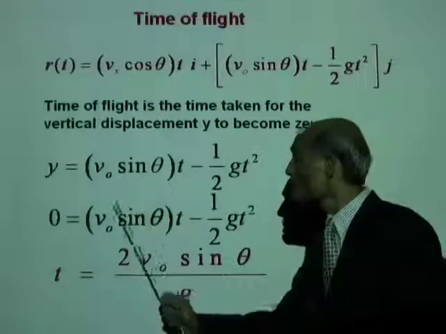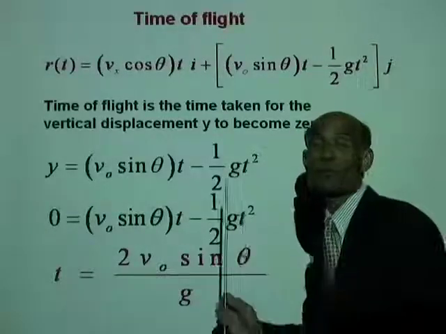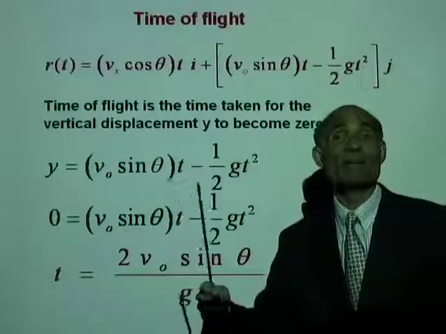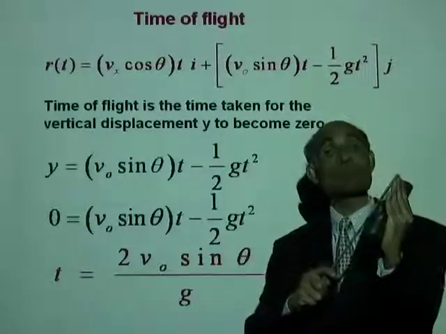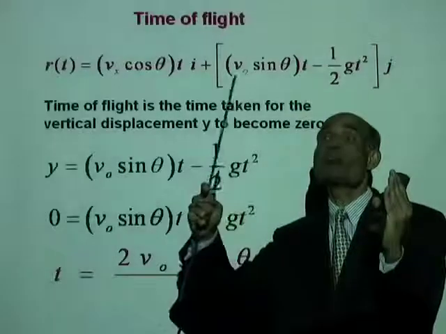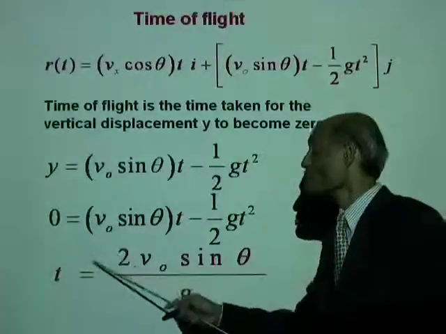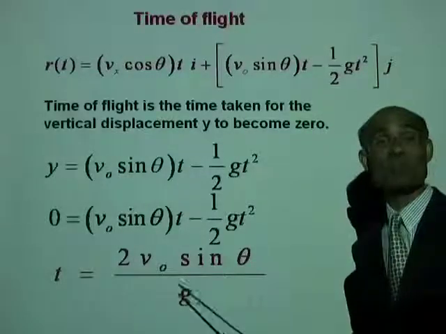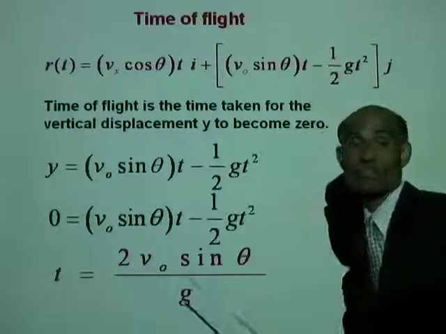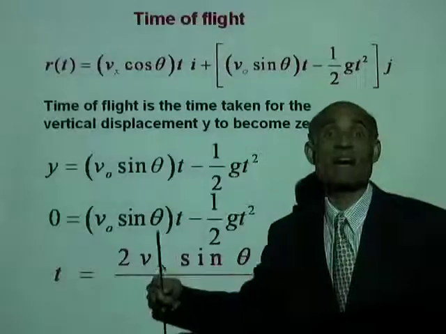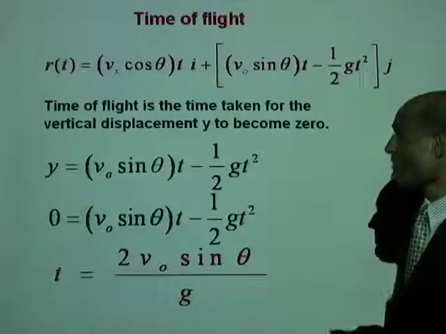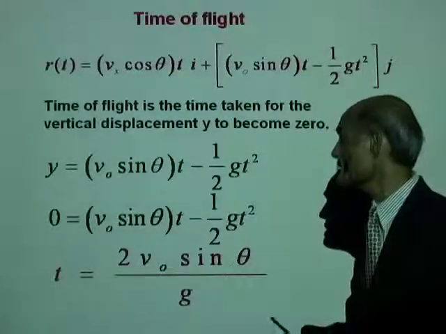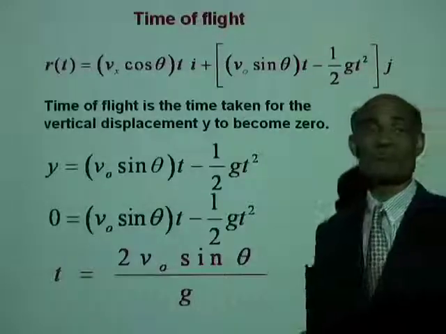Well, factor out a t. That means one value of t will be 0. Why? That is the time when the projectile begins. And the other time will be the time of flight, which will be 2 V0 sine theta divided by g. Now this is an important equation. This is called the time of flight equation. The time of flight of a projectile is t equal to 2 V0 sine theta divided by g.